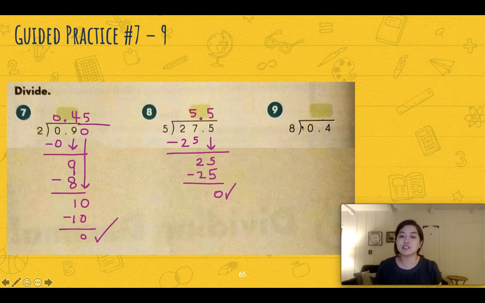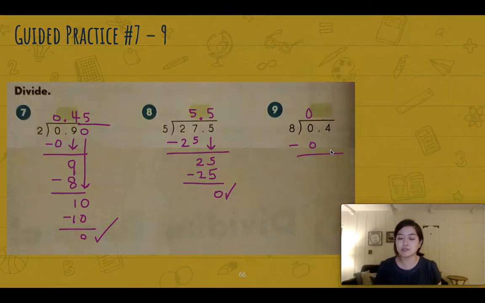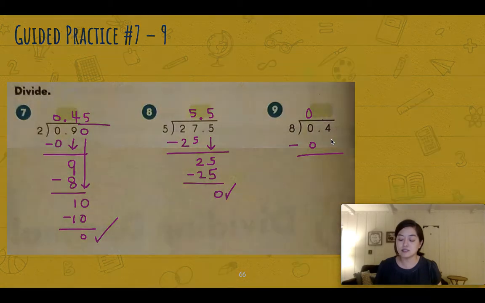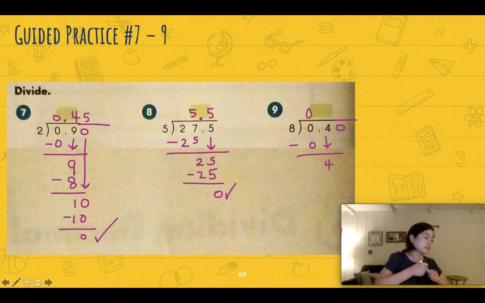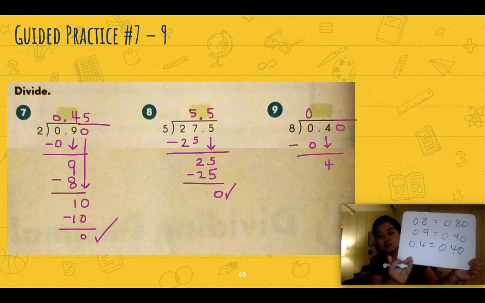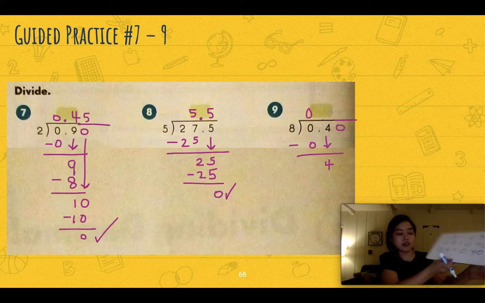Alright, let's do this one here, number 9. 8 times what gets you 0? That's just 0. 8 times 0 is 0. So 0 minus 0 is 0. Let's drop the 4. 8 times what whole number gets you 4? There's no whole number we can multiply by 8 to get us 4. So let's attach a trailing 0 because I know that 0.4 is the same thing as 0.40. Okay, it's the same thing.